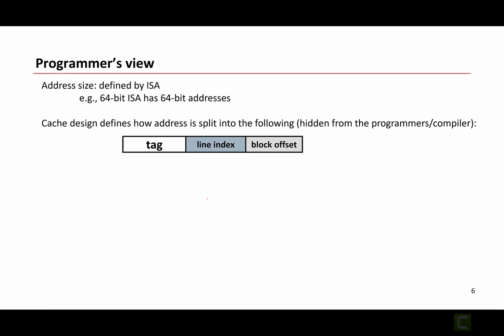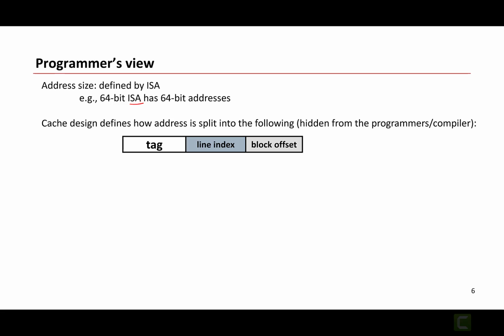The first thing to remember, and this is a common source of confusion or question that we get, is who defines the address size? The address size is defined by the ISA. That's why we talk about a 32-bit ISA or a 64-bit ISA, etc. What that means is the address size is 32 bits or 64 bits, depending on which ISA you're talking about. And that information is visible to the programmers and the compiler.